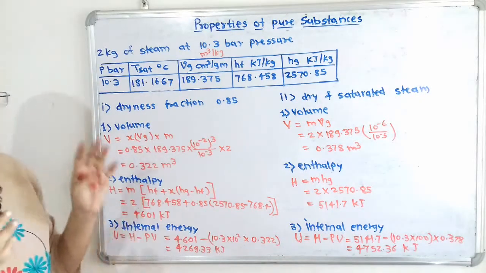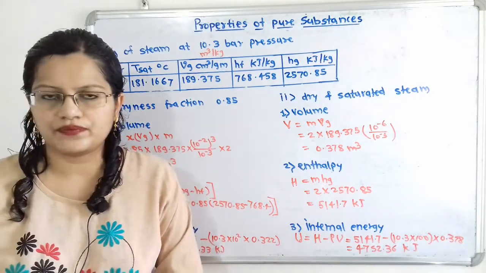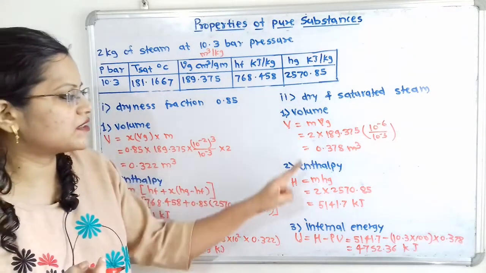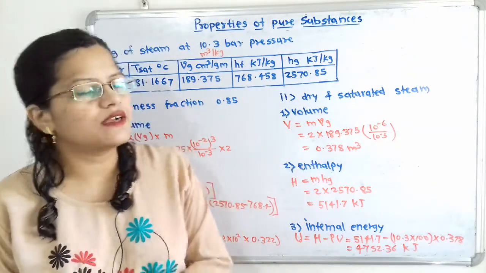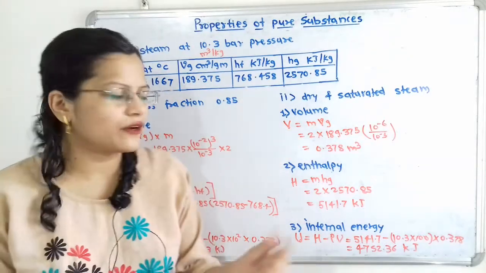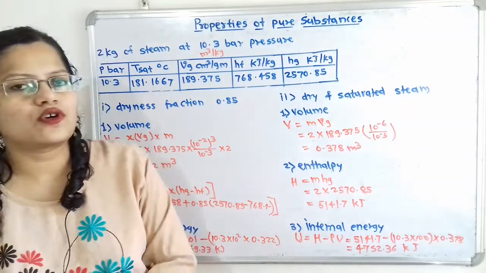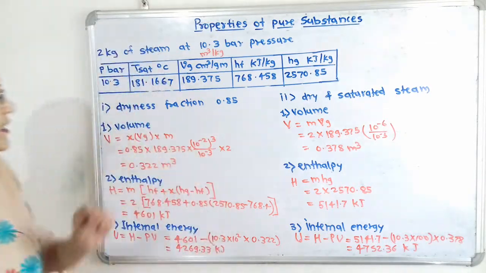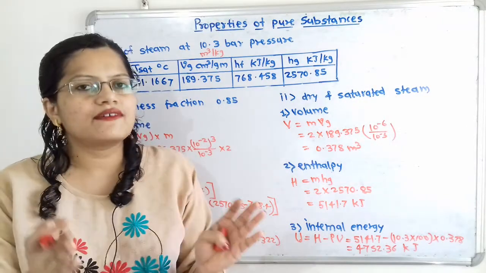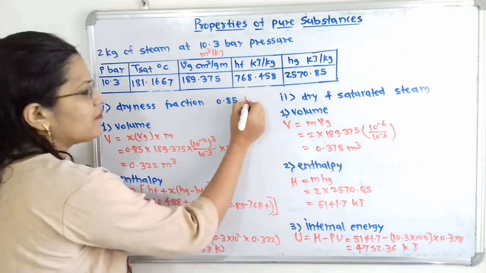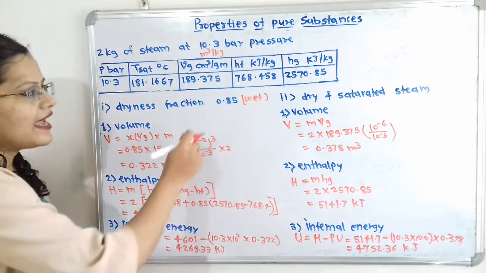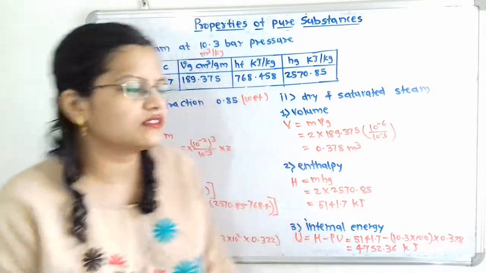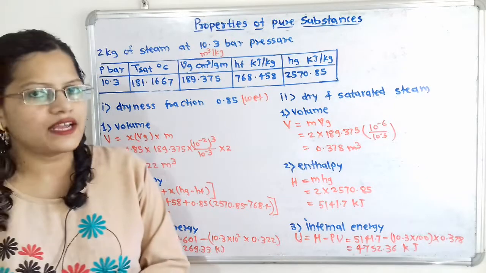Now we have to calculate the volume, enthalpy as well as internal energy. Here mass is given as 2 kg. From this given data, we first have to calculate the specific volume and specific enthalpy. Then if we multiply this with mass, we will get the total volume and total enthalpy, for which we will use the notation capital V and capital H. Now the first condition: it is given that the dryness fraction is 0.85. Whenever the dryness fraction x is given, that means this is wet steam. The second condition is dry and saturated steam, and the third condition is superheated steam. For these three conditions, we have to calculate the volume, enthalpy and internal energy.